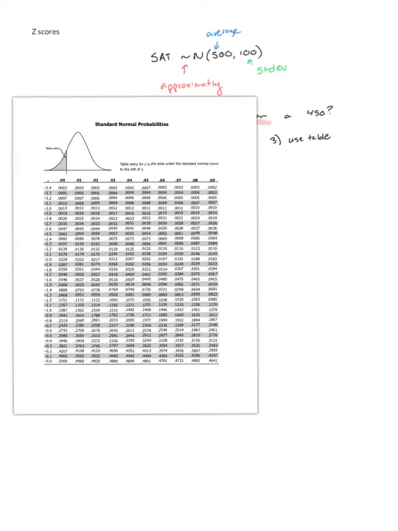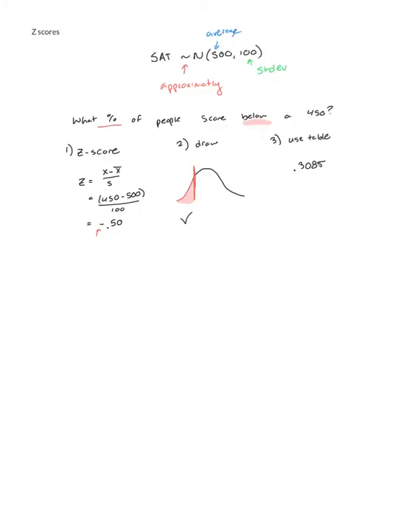Now in this example, my z-score was negative 0.50, so I'll come over here. I'll trace negative 0.5 across, 0.00 down, and where they overlap, that will be my end tail. So I have probability of 0.3085. Now I'm going to go ahead and get rid of this. And because I have a lower end tail, I don't need to switch anything around. So the question, what percent of people score below 450? 30.85% score below a 450.